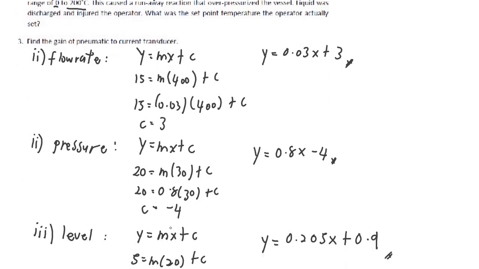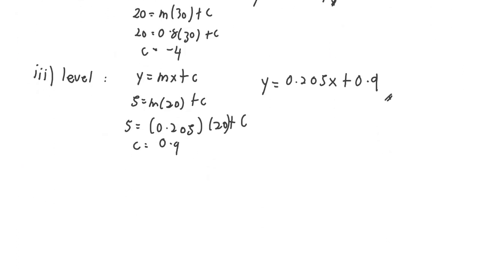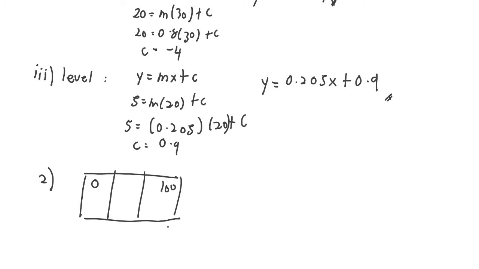So okay, we can construct a table, where the percentage is from 0 to 100%. The operator set the set point at 60%. You know that the zero range is 0, the upper range is 200 degrees Celsius. So the value of X is the set point that was set by the operator.